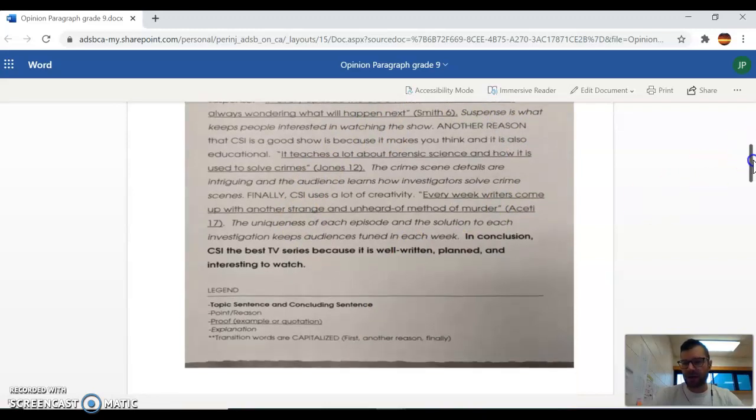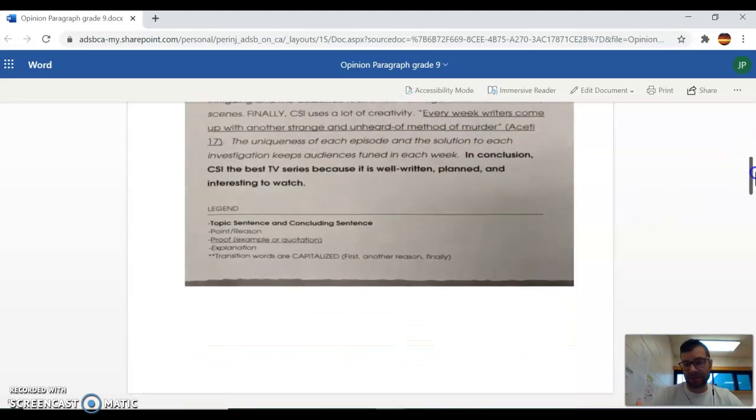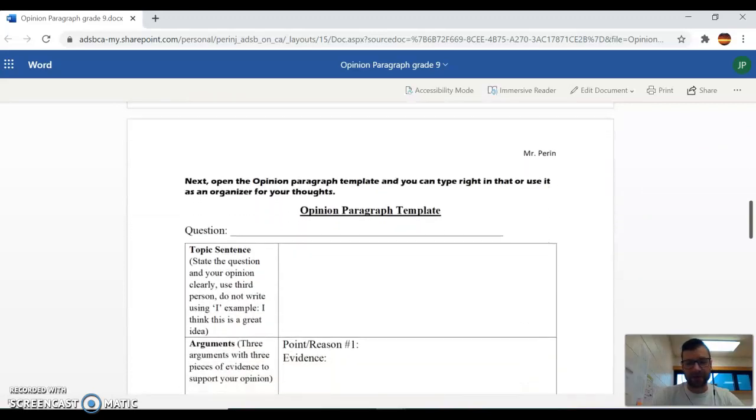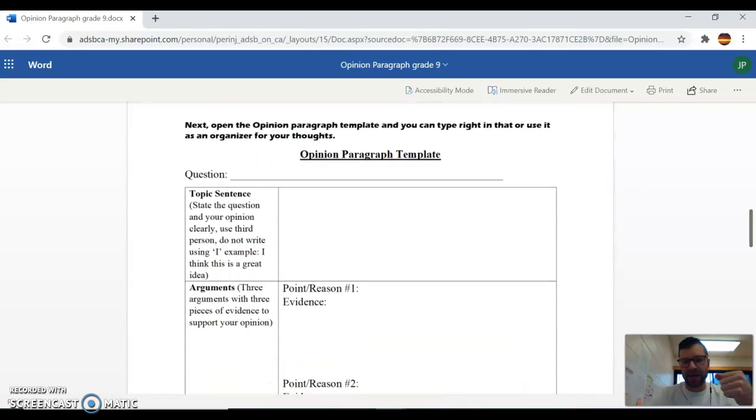So in writing pretty much anything, but an opinion paragraph, it's good to use what's known as a template. Now, a template is a way to help you organize your thoughts, organize your research that you might have to do. So we're going to take a look at this opinion paragraph template that I had made.